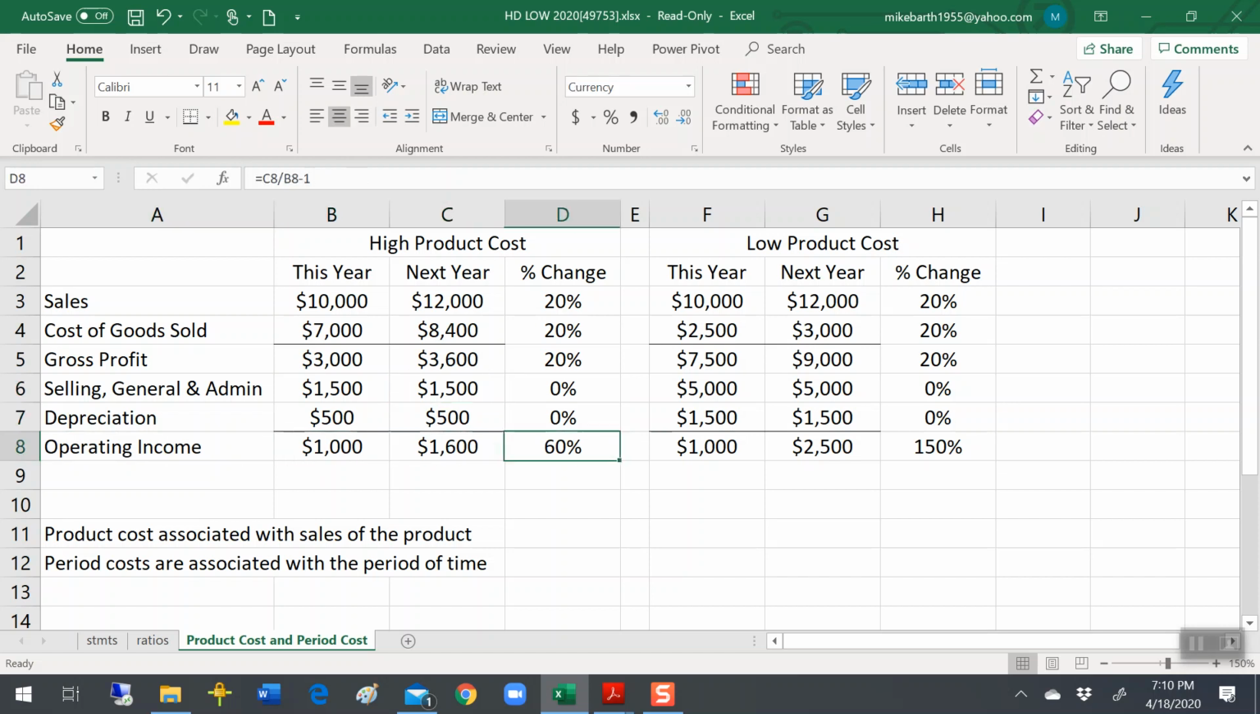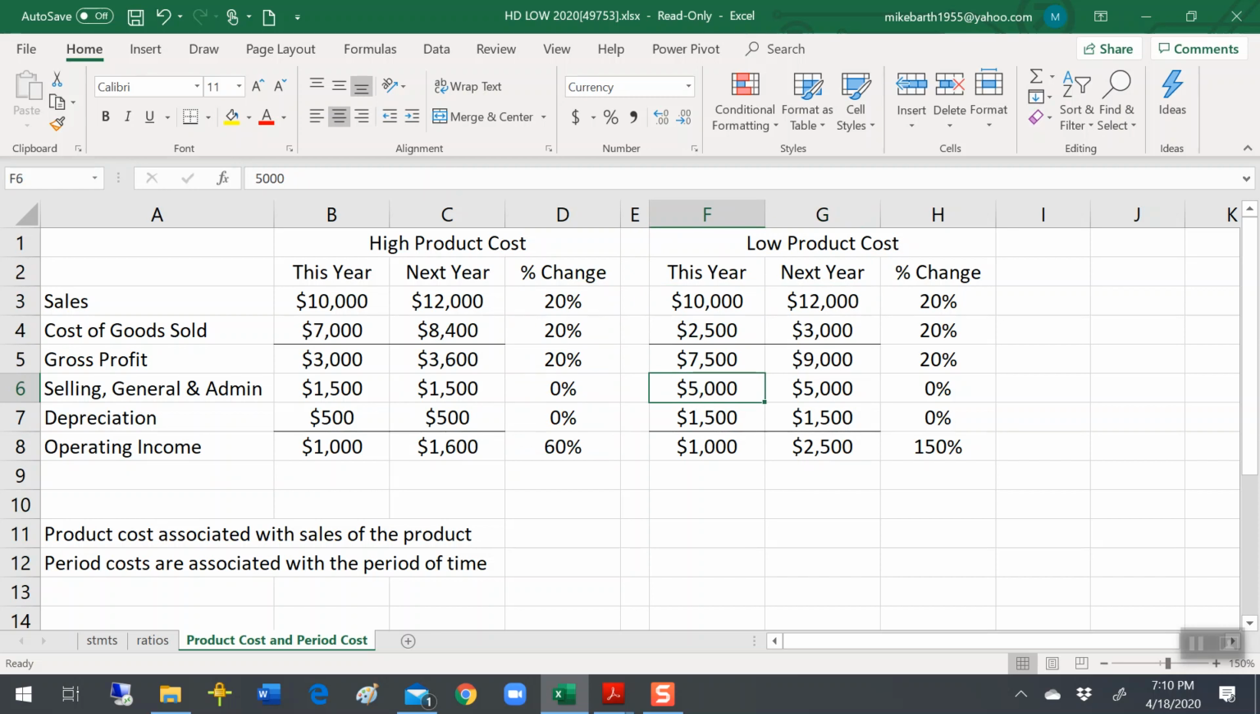Look what happened to operating income. It went up by 60%, okay? So we call that operating leverage. Just leave it at that. Let's look at a different type of company, one that has relatively low product costs but high period costs.